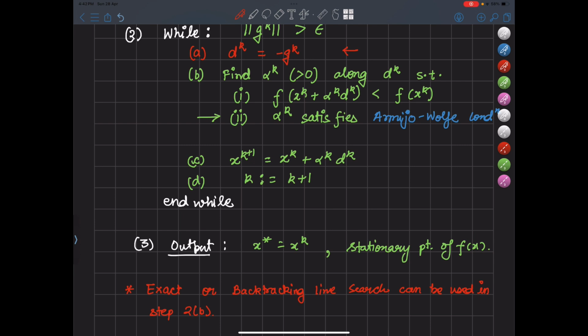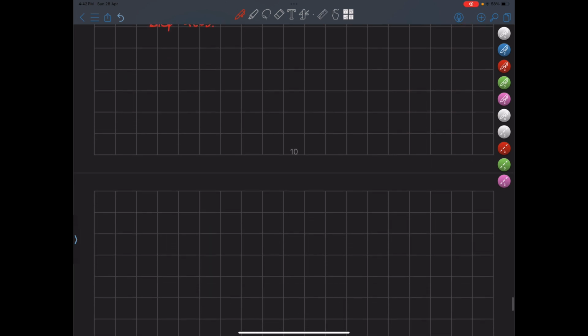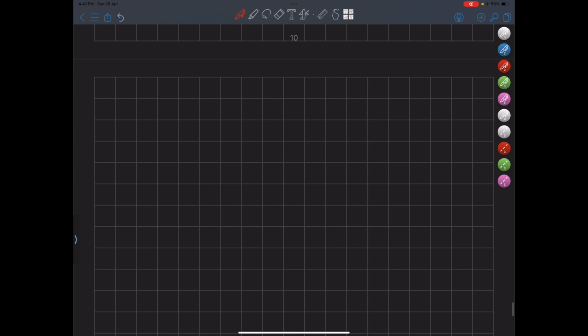Now let's look at some examples which use the steepest descent direction. So example 1. Here we want to minimize a function f(x), which is defined as (x1 minus 7) whole square plus (x2 minus 2) whole square. Just by looking at the equation, you can see that this equation will have circular contours. So let's draw the contour map.